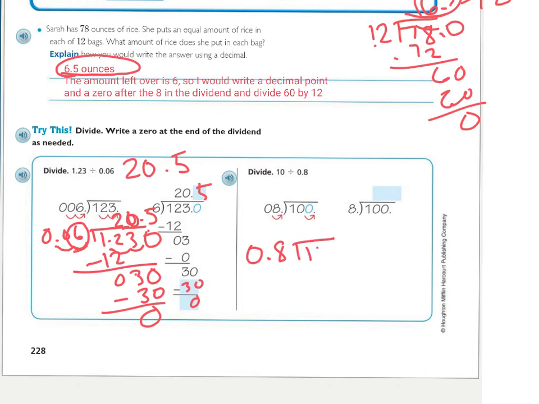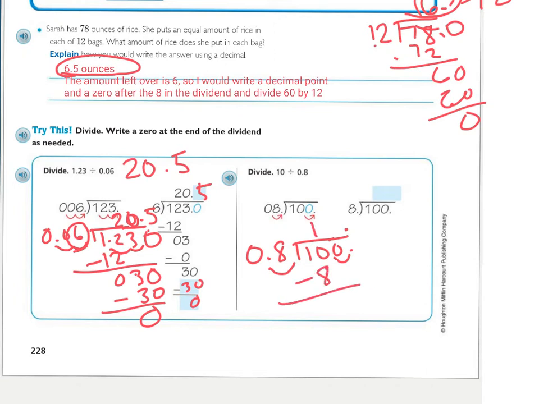0.8 going into 10. Well, on the outside, I have to move this over. So if I move this over, remember there's an imaginary point here. I'm going to move it over 1, and I'm going to put my decimal right there. So now my decimal is going to go right there. So 8 can't go into 1, but it can go into 10, and it goes into 10 one time.